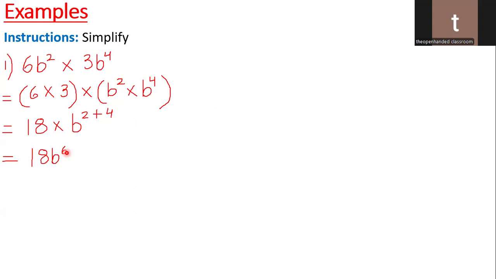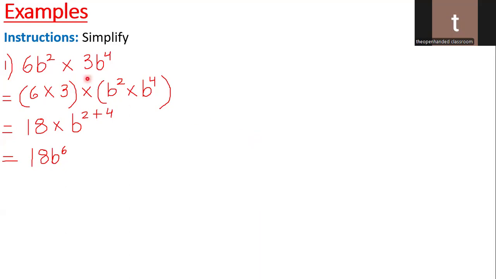So 6 times 3 was 18. Then you multiply b to the power of 2 times b to the power of 4, and you get 6. So how do we get 6? What did we add? We add 2 plus 4. That's how we get 6. Very good. So the answer is 18 b to the power of 6. Very good.